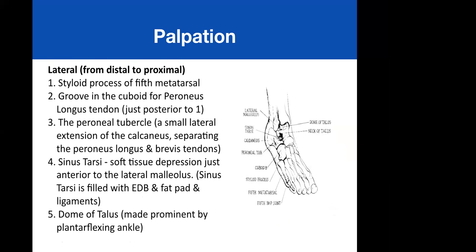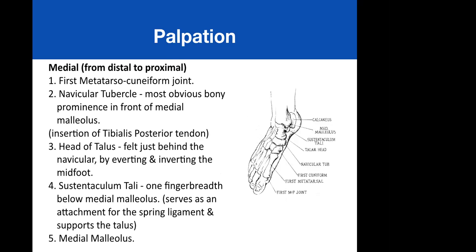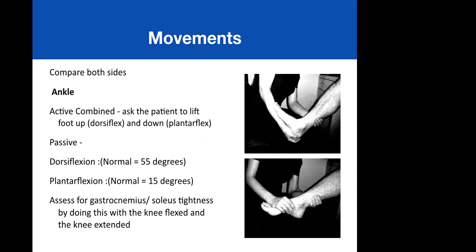And so you have to go systematically either from proximal to distal or distal to proximal, and note where the patient is having any pain. Similarly, medially, you can go from the first medial metatarsocuneiform joint, navicular tuberosity, talus head, sustentaculum tali, and the medial malleolus. Very important thing is how do you elicit movements, and there are certain complex movements where both things happen.